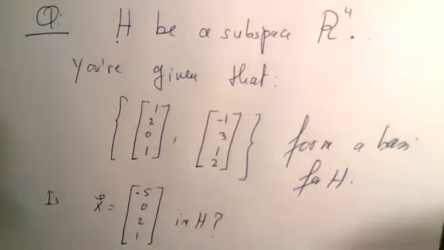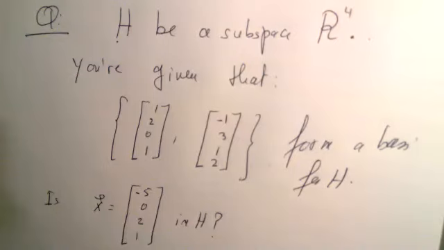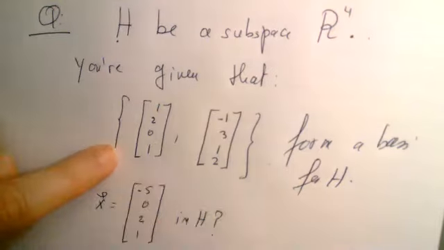Mika or anybody else? Is anybody comfortable telling me whether I gave you enough info, yes or no? And how can I answer this question? Anybody feel comfortable unmuting and telling me the answer? If those two vectors form a basis of H, they're in H, so you can check to see if X is a linear combination of those two. Absolutely correct.